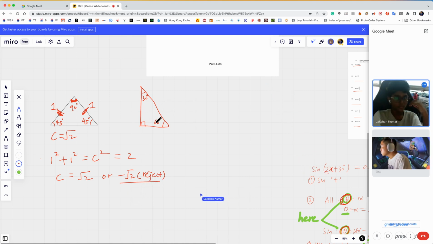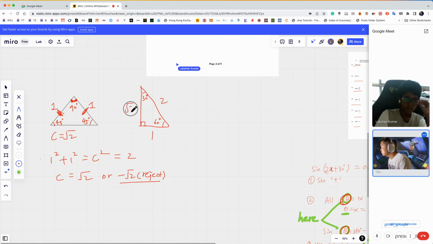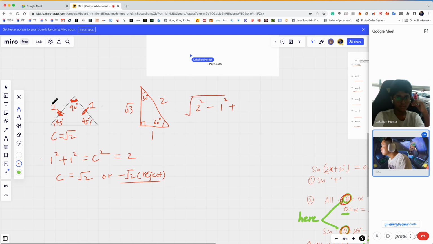Okay, good. Next. So for this one, this is 1, then this is 2, and then this is square root 3. All right? 1 squared plus, so it's 2 squared minus square root in the bracket. And this is square root 3, right? Okay, good. Done.